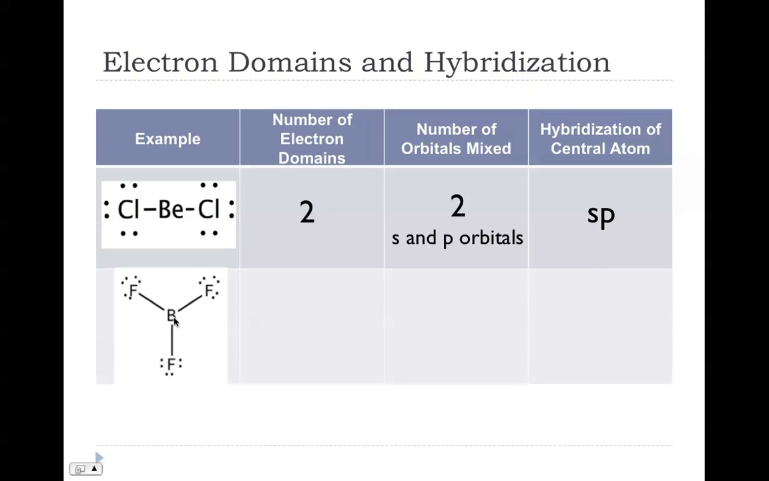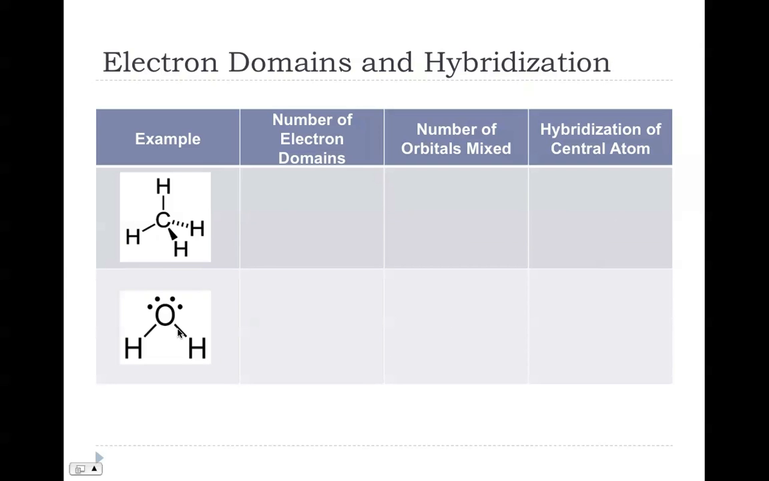In this boron example, I have 3 bonds around it, which means I have 3 domains. So I'm going to count up starting at s. So I have s and 2 p orbitals. So that means then my hybridization is going to be sp2. So this number of orbitals here, s and my 2 p's, should account for the 3 domains around boron.